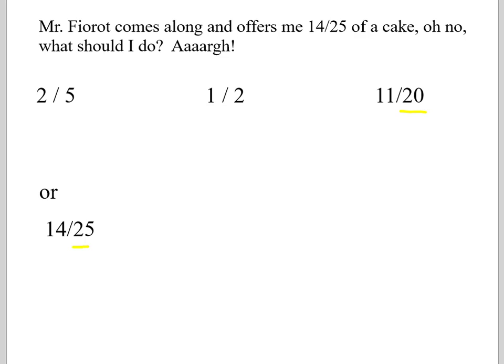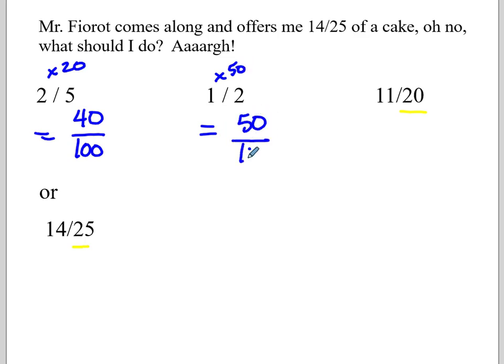So we're going to try and get all of our denominators to 100. So this guy I'm going to times top and bottom by 20. So this becomes 40/100ths. This becomes, you've times top and bottom by 50, this becomes 50/100ths. This one we're going to times top and bottom by 5, and this is going to be 55/100ths.